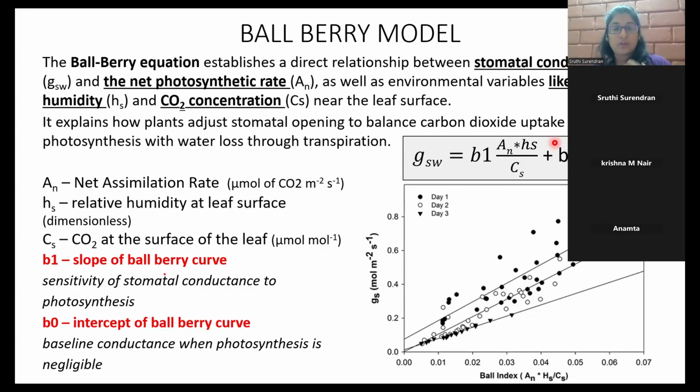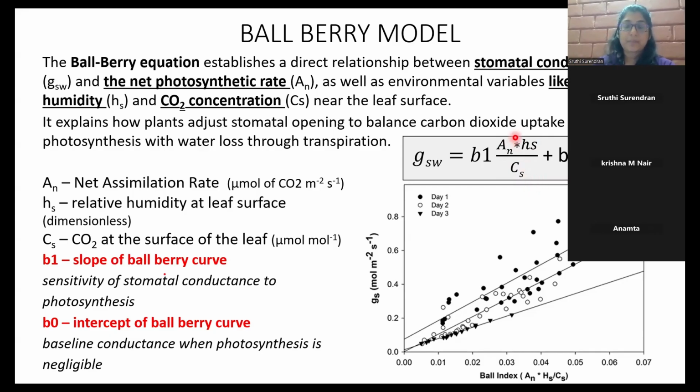The data we usually get from weather stations are the relative humidity data. So that data we will have to convert to the relative humidity at the surface of the leaf, multiply it with the net assimilation rate, and divide it by the carbon dioxide concentration also near the surface of the leaf. If we have the atmospheric carbon dioxide concentration, we will be able to find the concentration of carbon dioxide at the surface of the leaf. So this term, the Ball-Berry index, is a product of AN into relative humidity at the surface of the leaf divided by the carbon dioxide concentration at the surface of the leaf.